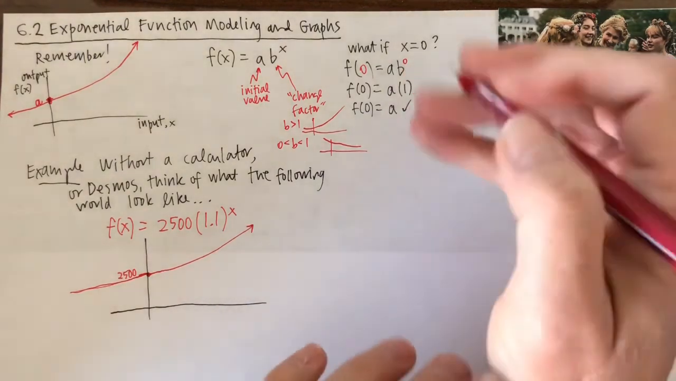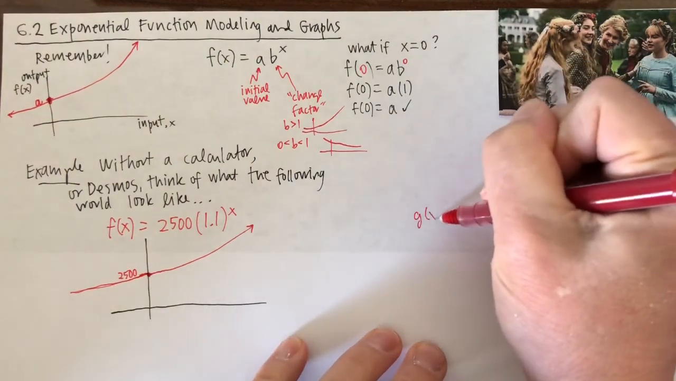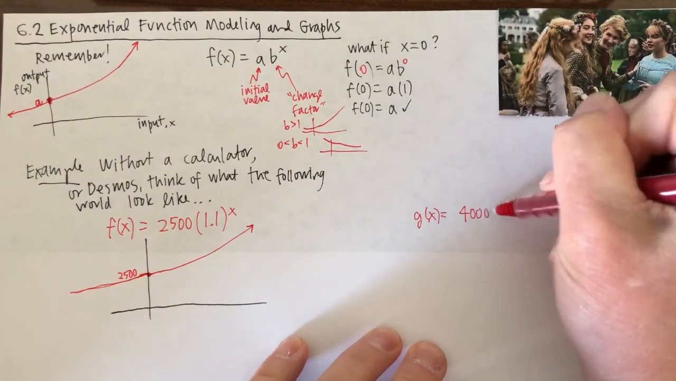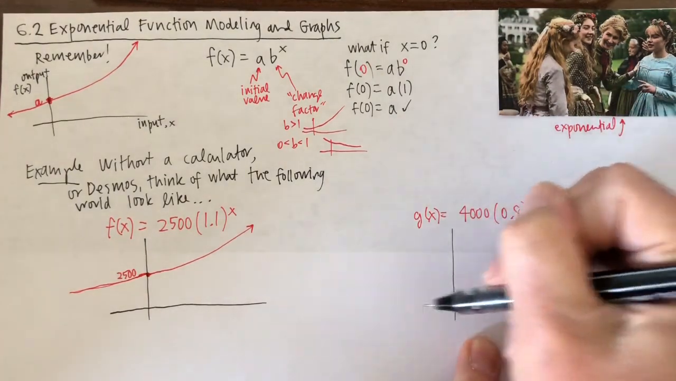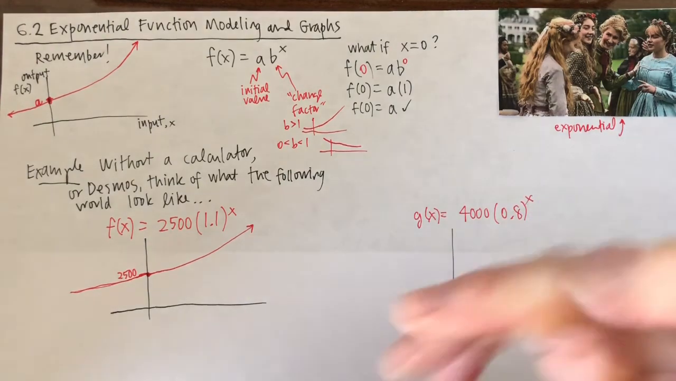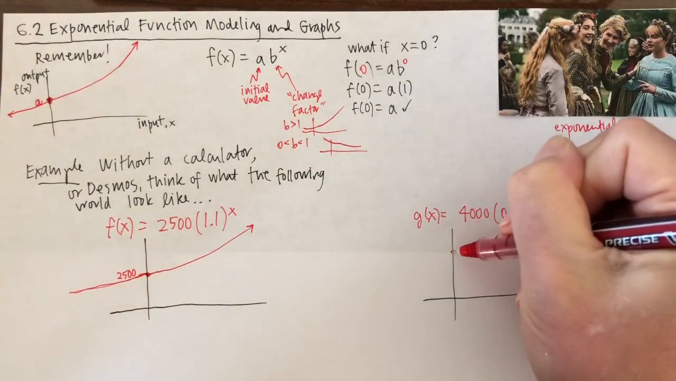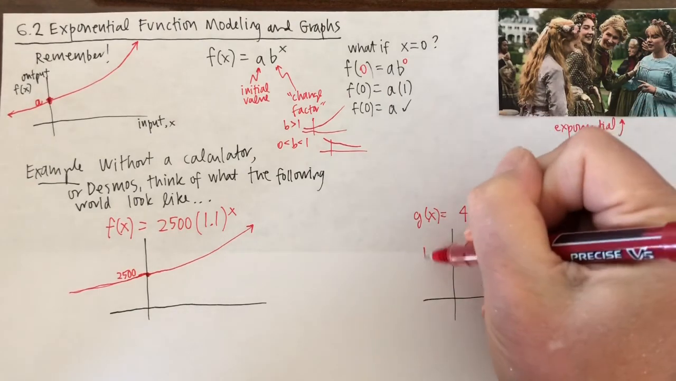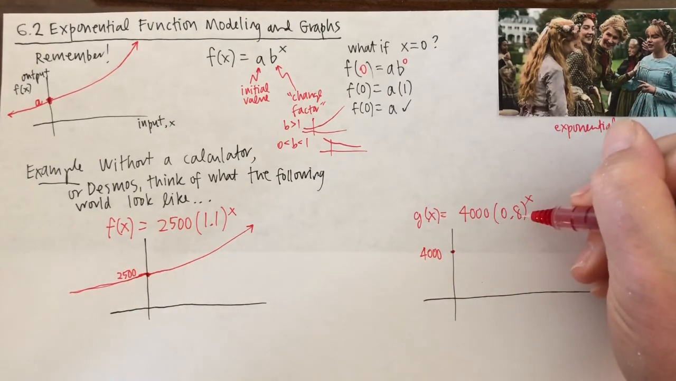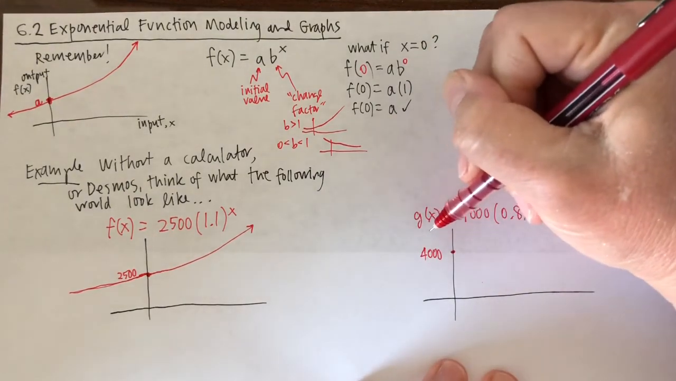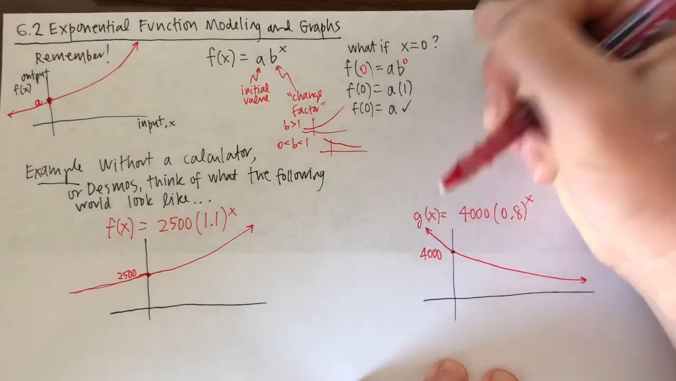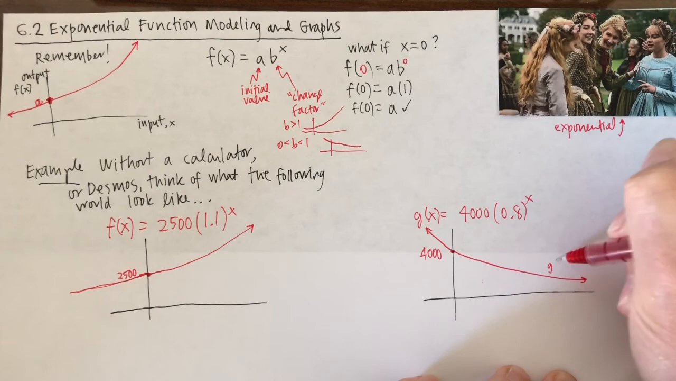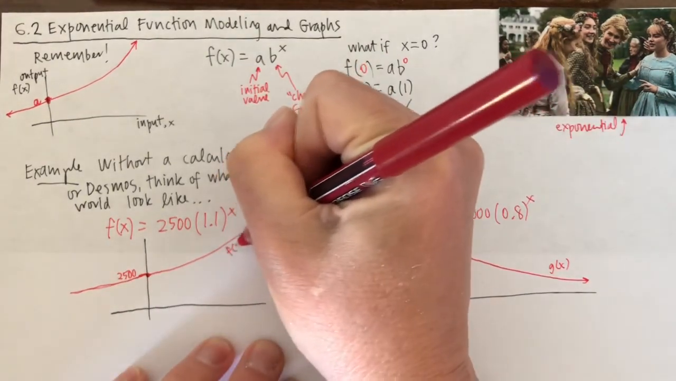Okay, let's try another one though. Let's say that g of x equals 4,000 times 0.8 to the x. And so we graph this without any kind of calculator. This is our initial value, 4,000, so that's where it hits the vertical axis. This time our change factor is 0.8, which is between 0 and 1. So we know in general that this function is actually decaying exponentially. So this is what g of x would look like, and this is what f of x looks like.